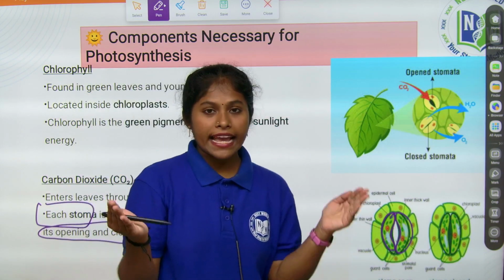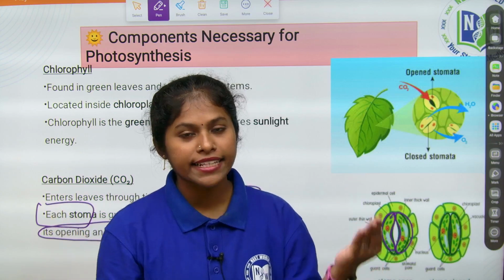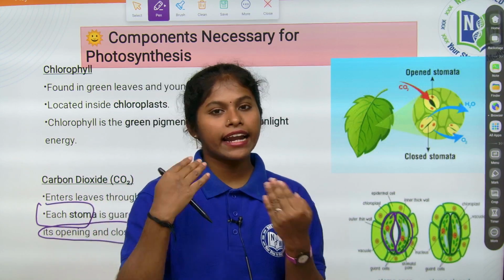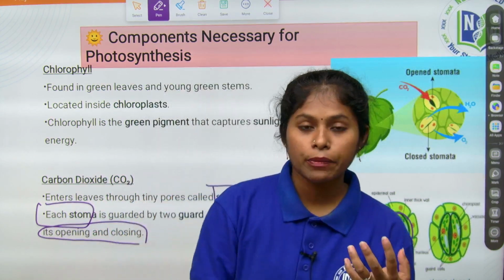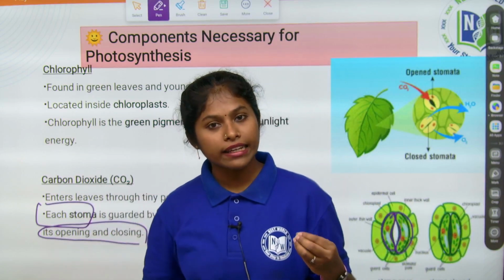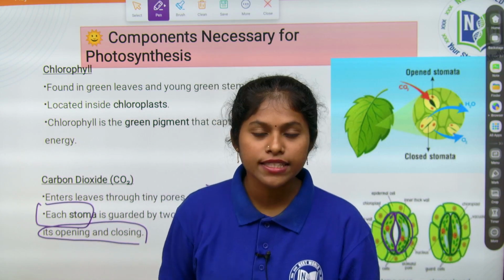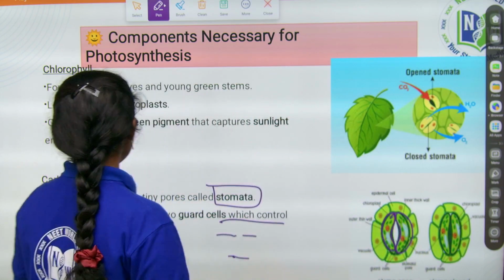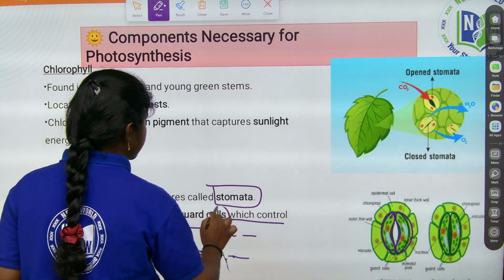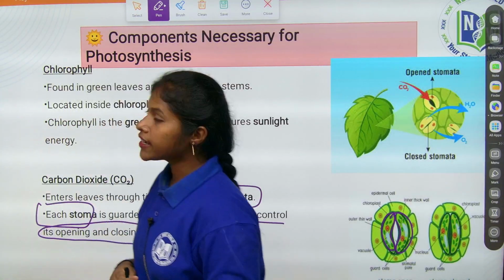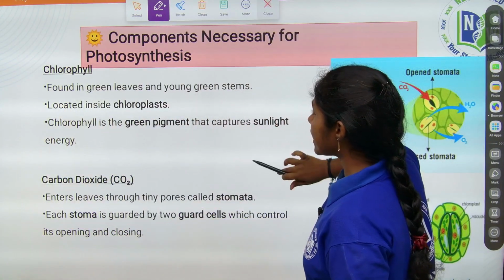While it is open, the exchange of gases, carbon dioxide and oxygen, goes inside and outside. The transportation of water to the leaves also goes through this stomatal pore, right? It is all controlled by these guard cells, right? See here, next.